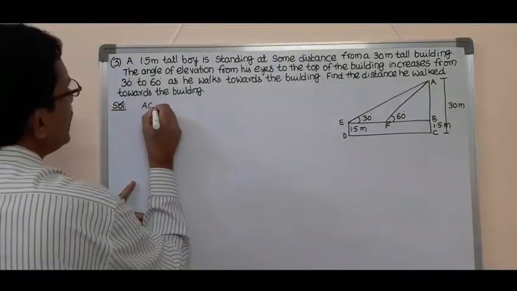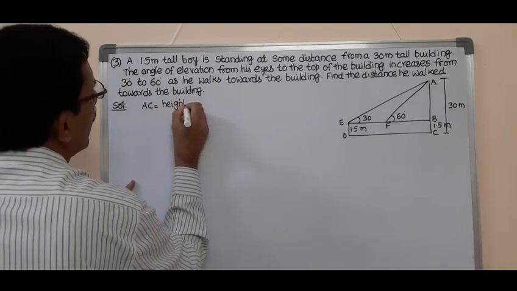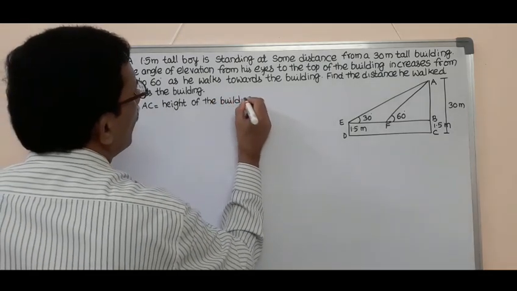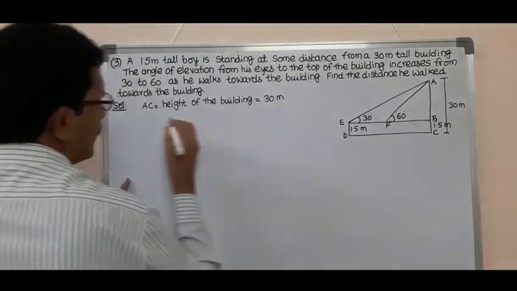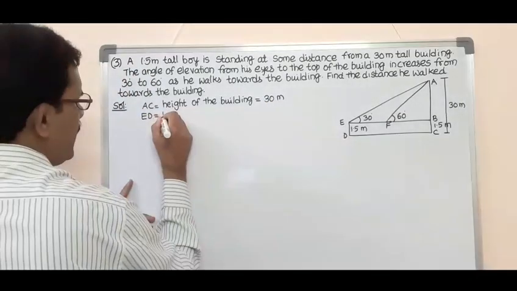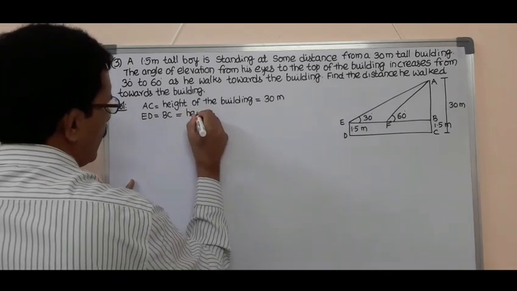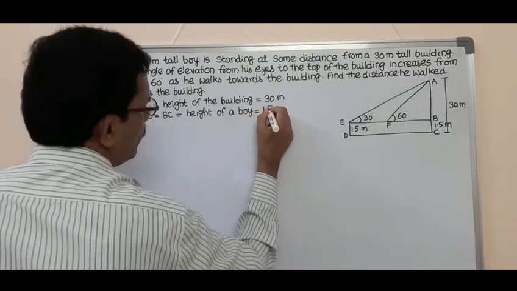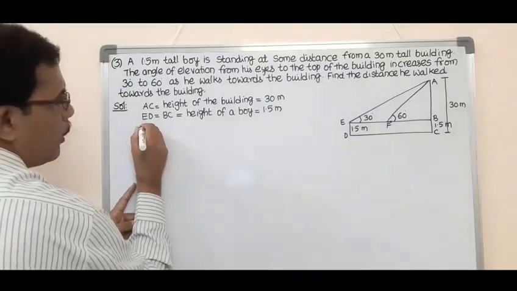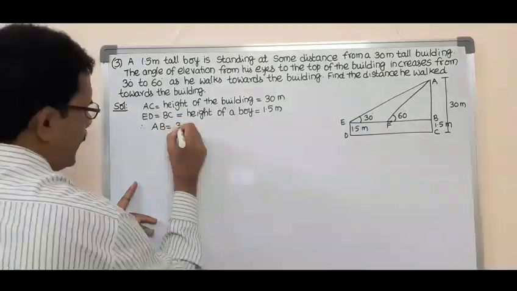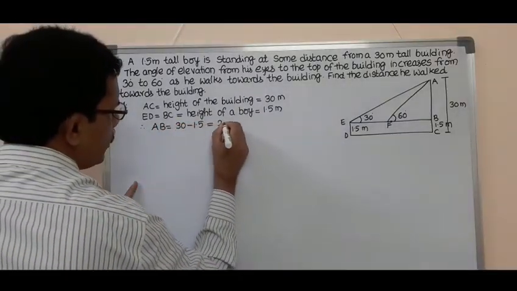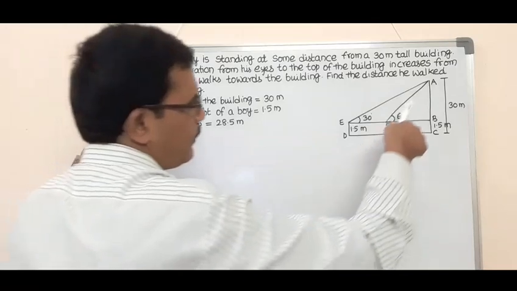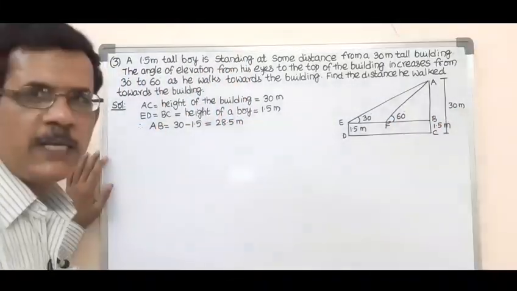AC is equal to height of the building, that is equal to 30 meters. ED is equal to BC is equal to height of the boy, that is given 1.5 meters. Therefore, AB is equal to 30 minus 1.5, that is equal to 28.5 meters. Now, first we will take triangle ABF, from that we will find BF length.